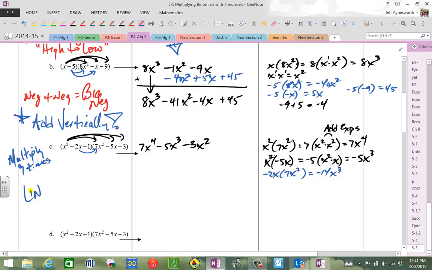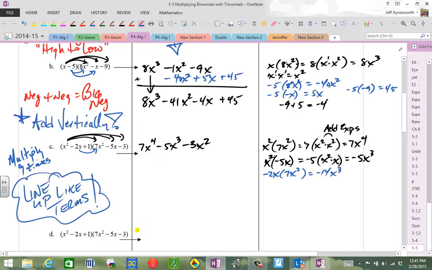And then you line up like terms. Let me write that down again. Line up like terms. Slow down the video right now and write that down. You've got to really stay organized on this because we're multiplying 9 terms. And you've got to line up like terms right here. Cubes with cubes. Squares with squares. X's with x's. Constants with constants, and so on.